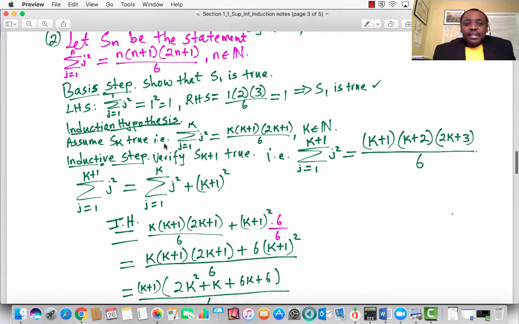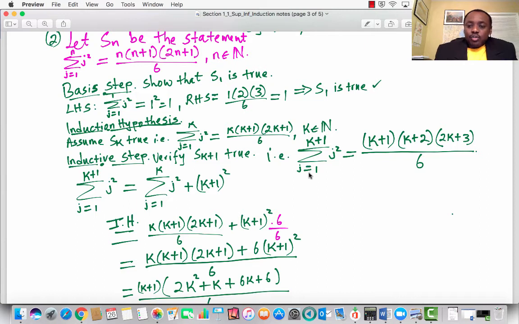1 down, 2 to go. Induction hypothesis: assume Sk is true, i.e., always say what that means because you would need it at some point. Inductive step: verify that Sk plus 1 is true, i.e., what does that mean? Again, always write it down so that you would know that you're done when you arrive at the solution. Otherwise, you might just keep going without knowing you're done. So it's a very good practice to always write down what the inductive step hopes to achieve.